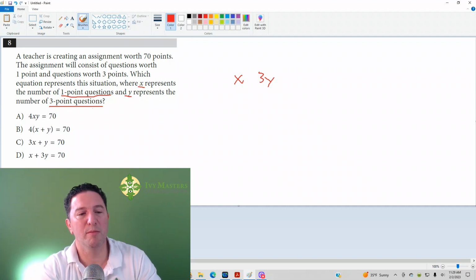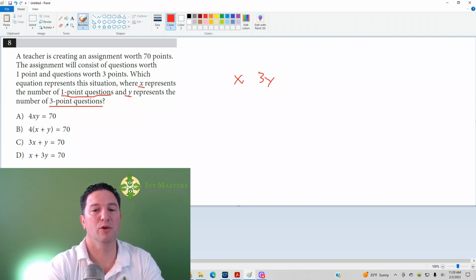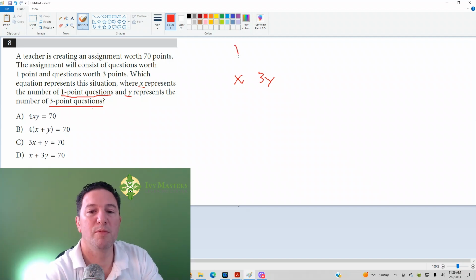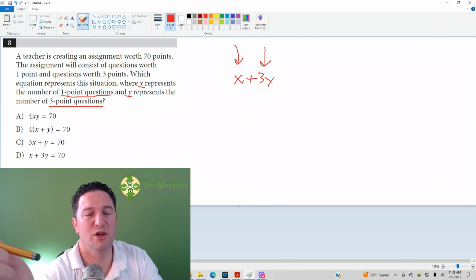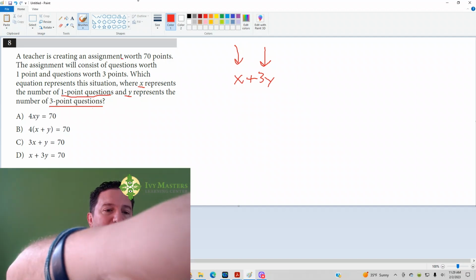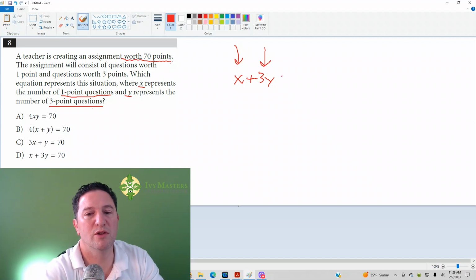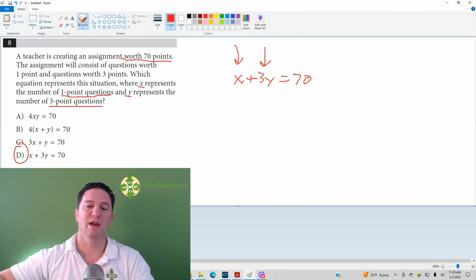If y is the number of 3-point questions, you've got to multiply each question by 3 in order to get how many total points. So this is the points for the 1-point questions. This is the points for the 3-point questions. And then you plug in the number of each. And then we want to take into account that it's worth 70 points. So the total points, whatever mix of x and y, has to give you that 70 points, which once again is answer choice D.